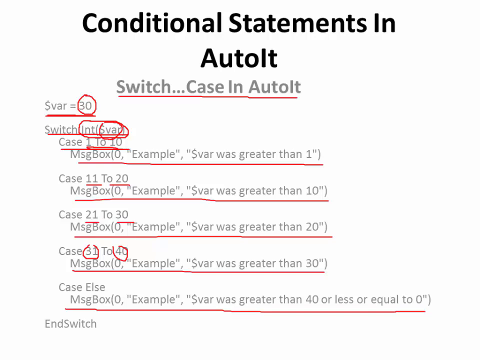So here, which statement will be executed? This statement will be executed because the value is in the range of 21 to 30, so it is equal to 30, and this statement will be executed.